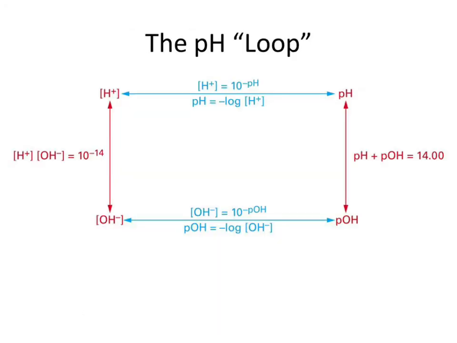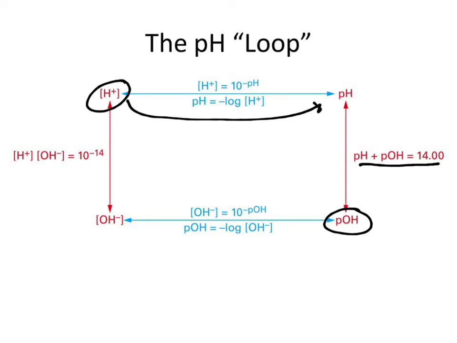Now we have this pH loop, so we can go around it to get to anything. Let's say I have hydronium, but I want pOH. So I can use pH, negative log of H plus, to get to pH, and then pH plus pOH equals 14. So then I can do 14 minus pH to get to pOH. Okay? Or actually, no, let me leave that circled.